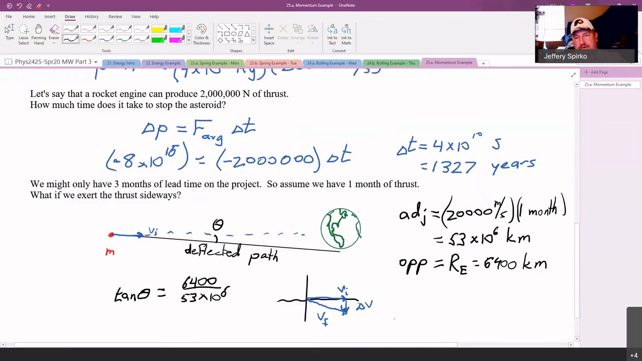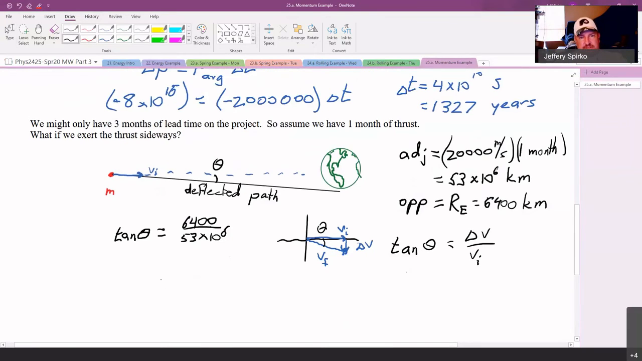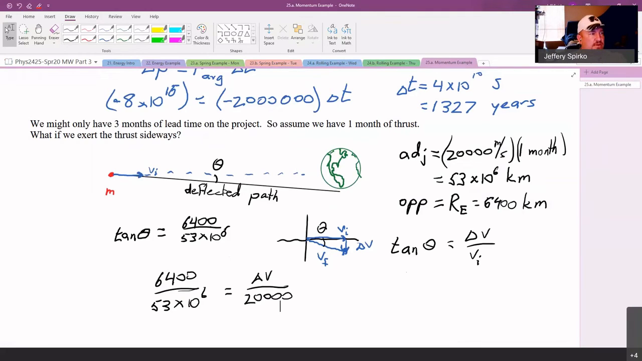And as it turns out, tan theta is the same angle in this diagram. Tan theta is delta V over V initial. So then I can set up a relationship that says 6,400 over 53 times 10 to the sixth is equal to delta V over 20,000. So my required delta V is 6,400 times 20,000 over 53 E6, which is 2.4 meters per second. And that's the magnitude of delta V, I guess.